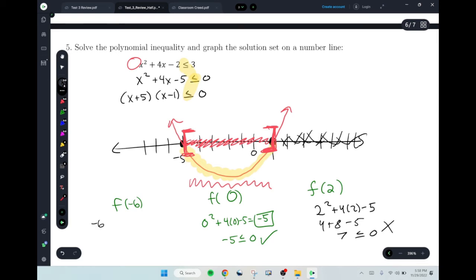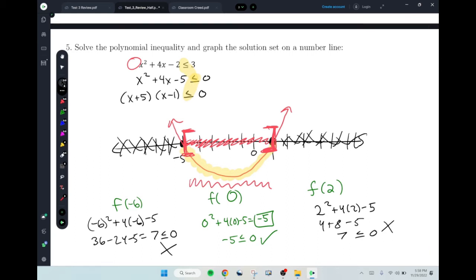-6 gives you -6 squared plus 4 times -6 minus 2. Nope. 36 minus 24 minus 5 is 12 minus 5 is 7. Is that less than or equal to 0? Heck no, it's not.